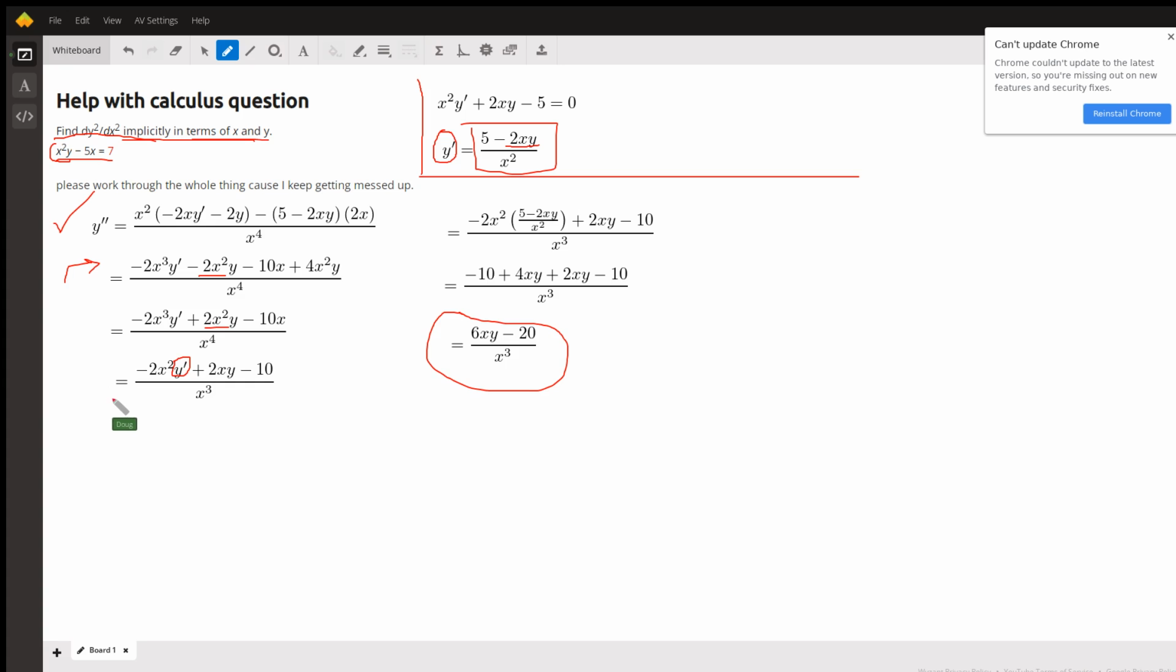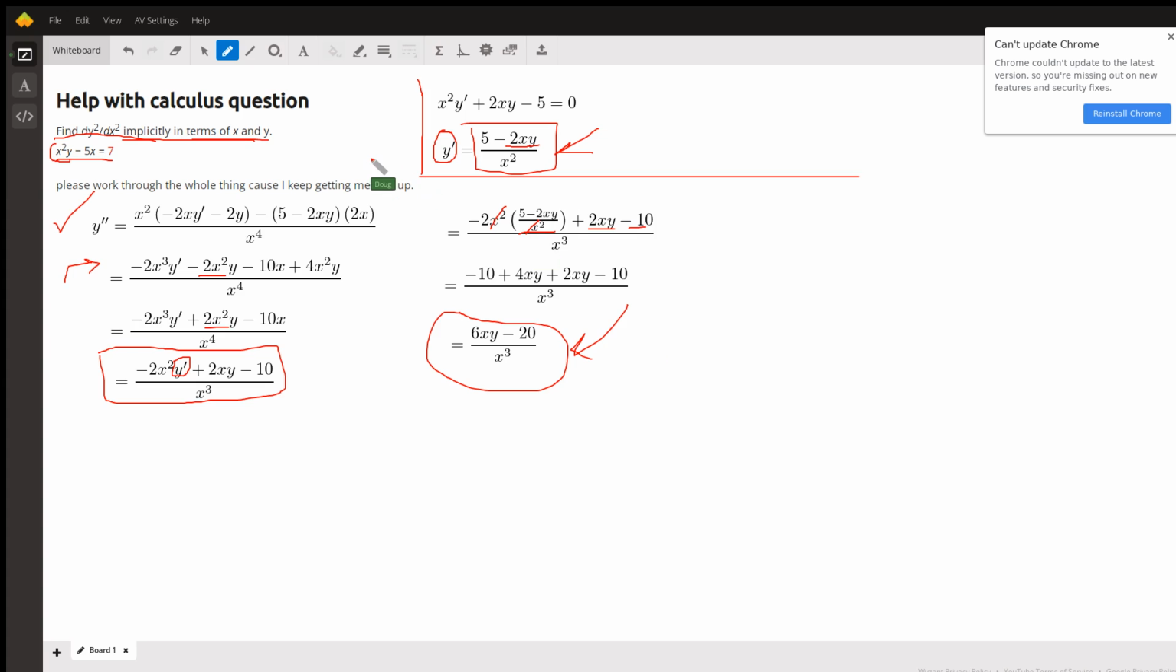So there's a formula for y double prime, but it's got y prime in it. So we're going to replace that y prime with this. And there's where that happened. And once we do that, we notice that this x squared cancels out. Distribute the negative 2, gives us negative 10, plus 4xy, plus these two terms out here. Combine the similar terms: 6xy minus 20 over x cubed. There's y double prime in terms of x and y.